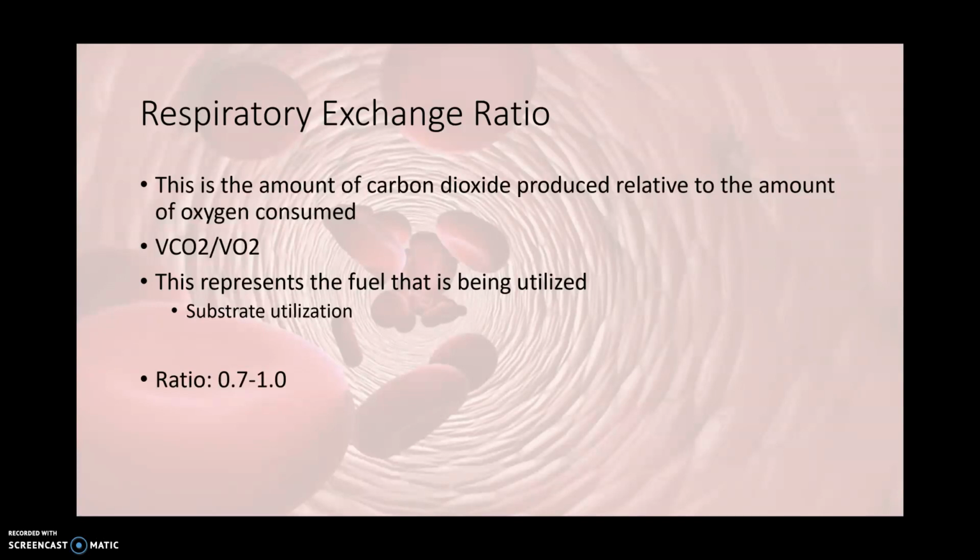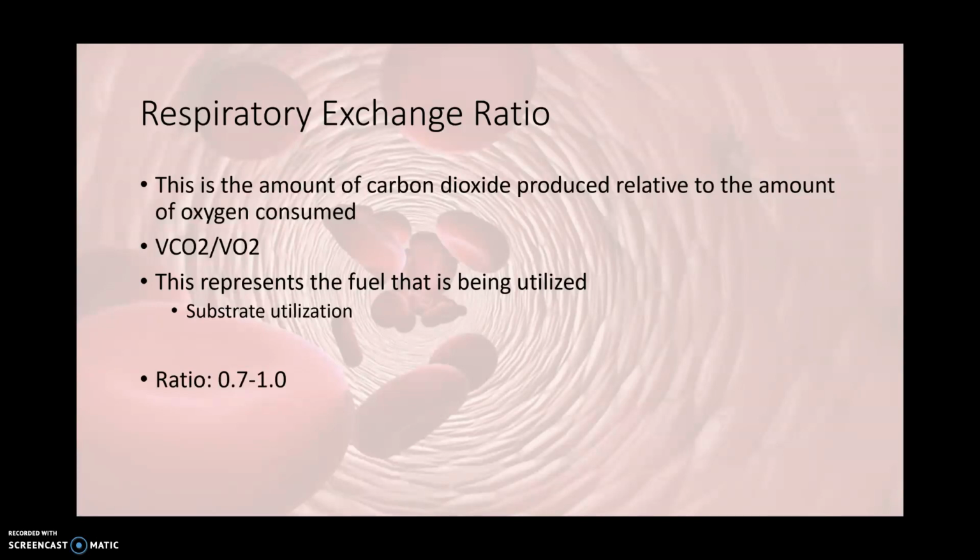Okay. What does this represent? This represents the fuel that is being utilized, so substrate utilization is what it means. The ratio actually goes from 0.7 to 1.0. At a ratio of 0.7, you are mainly using fats as a substrate. At a ratio of 0.85, you are using about an equal mix of carbs and fats. And then a ratio getting up towards 0.9 to 1 to 1.1 or so, you are mainly using just pure carbohydrates at that point. You are purely anaerobic at that point in time during the exercise.